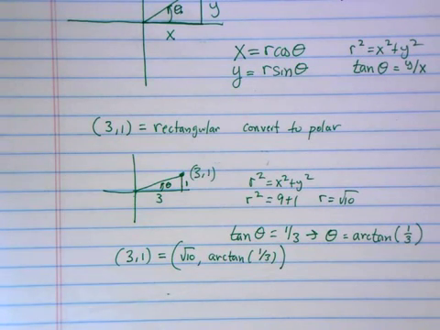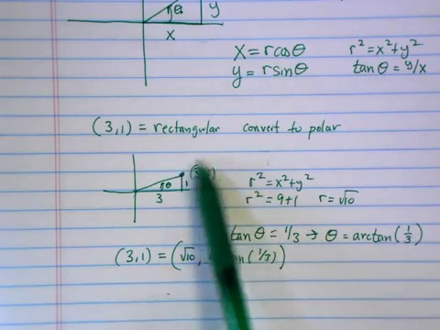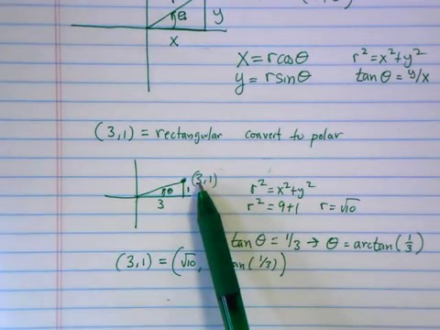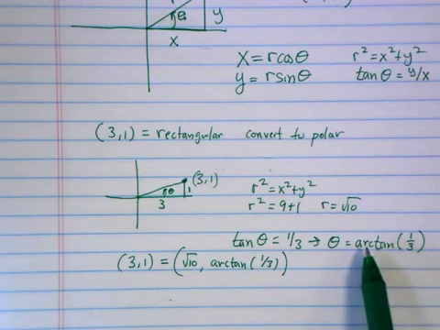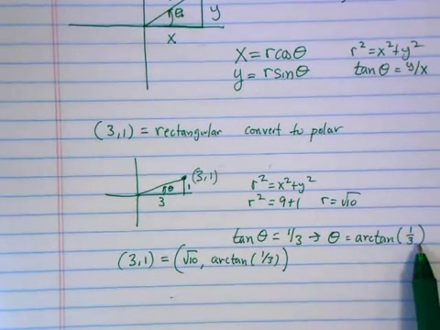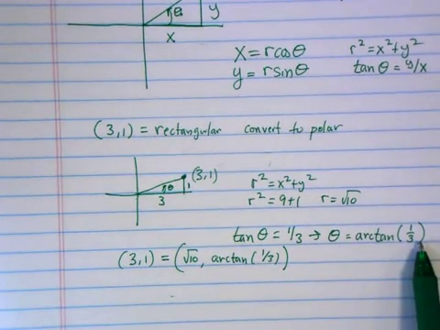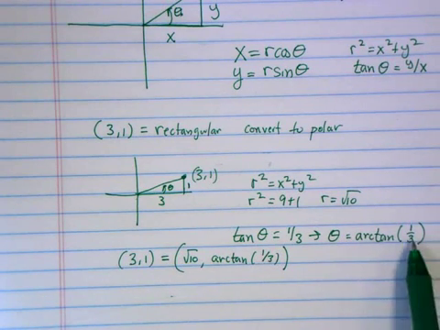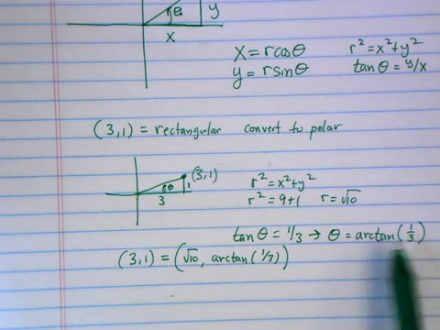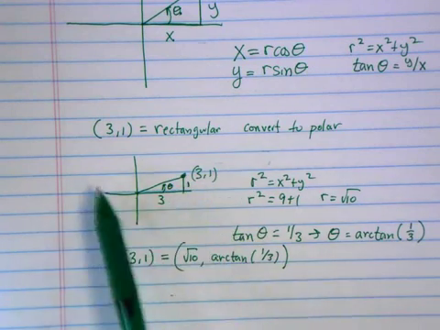Now we did have to be a little bit careful. We talked about this the other day. This point was in quadrant number 1, so we didn't have any problems. When we use this arc tangent thing, arc tangent always gives answers in which quadrants? 1 or 4. So what did we have to do if this original point we were given was in 2 or 3?